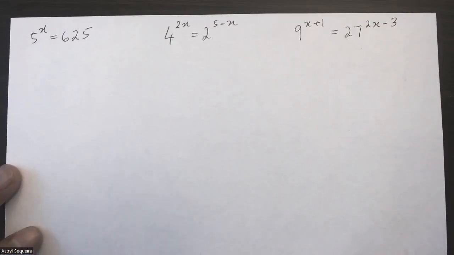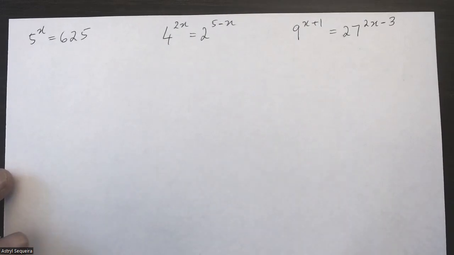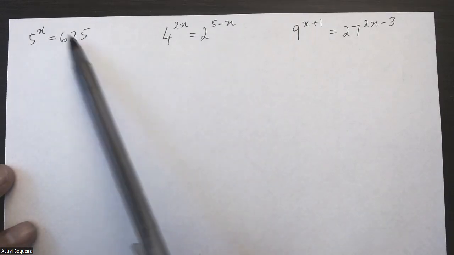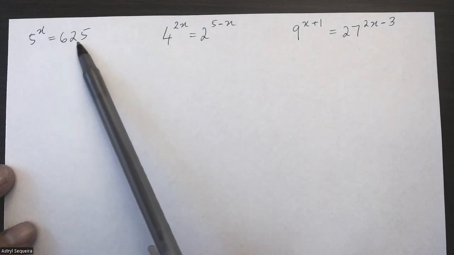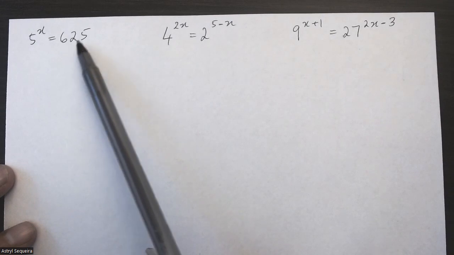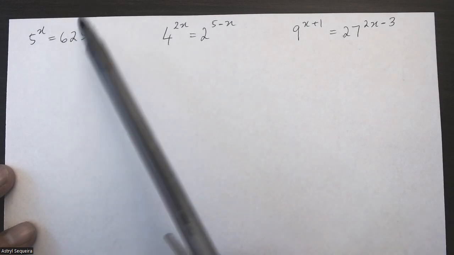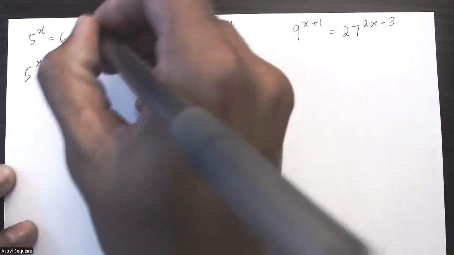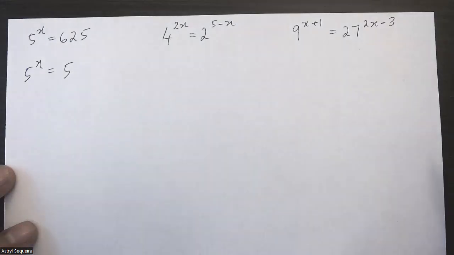All right, so in this video, we want to solve these exponential equations over here, and we want to solve them without a calculator. So when you're solving exponential equations without a calculator, you want to make the bases the same. So you want to think about, in this case, for example, I know that 625 most probably can be converted to 5 to the power of something. So I want to kind of figure that out.